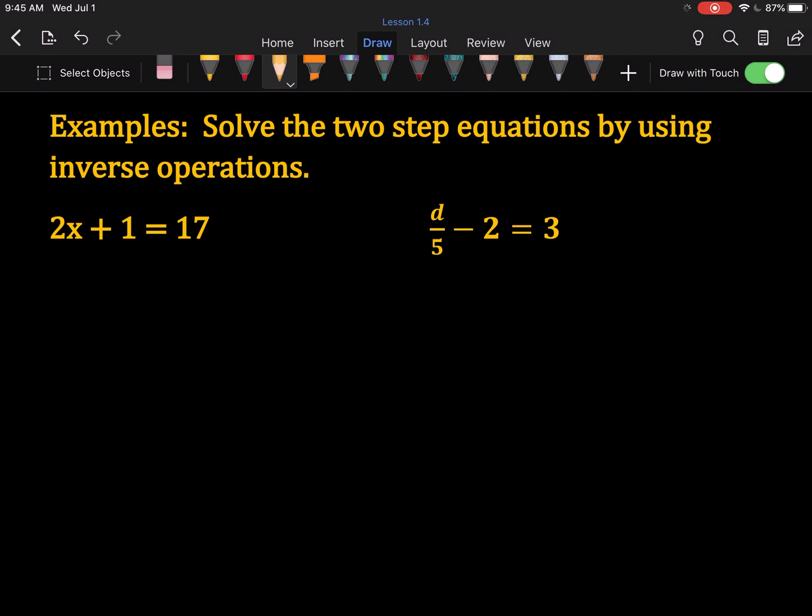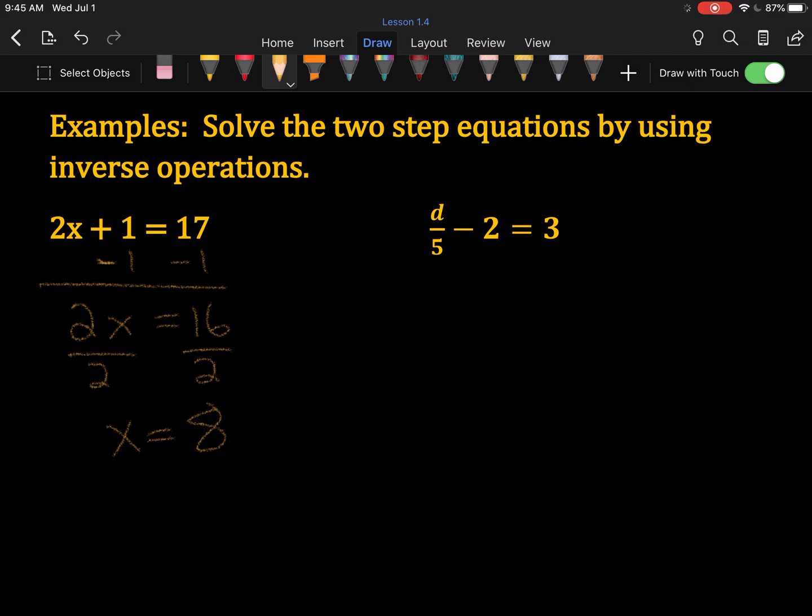So, how do I undo the Velcro of plus 1? By subtracting 1. That would get me 2x equals 16. Still 2x because I haven't touched that thing yet. I only subtracted 1. Now this is a one-step equation. We would divide both sides by 2 to see that x is 8.